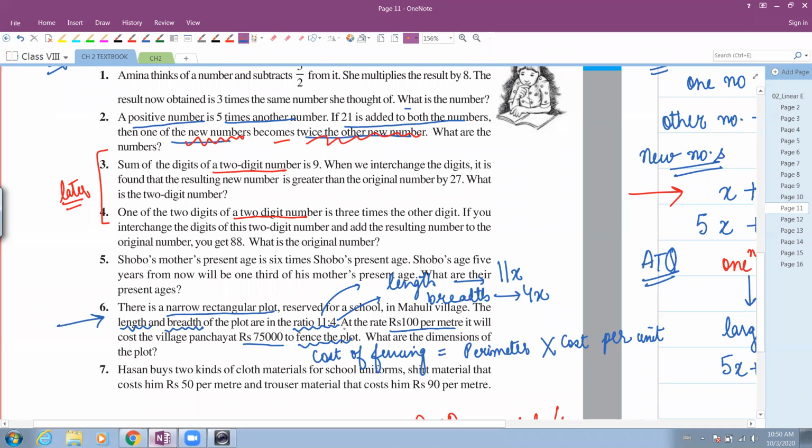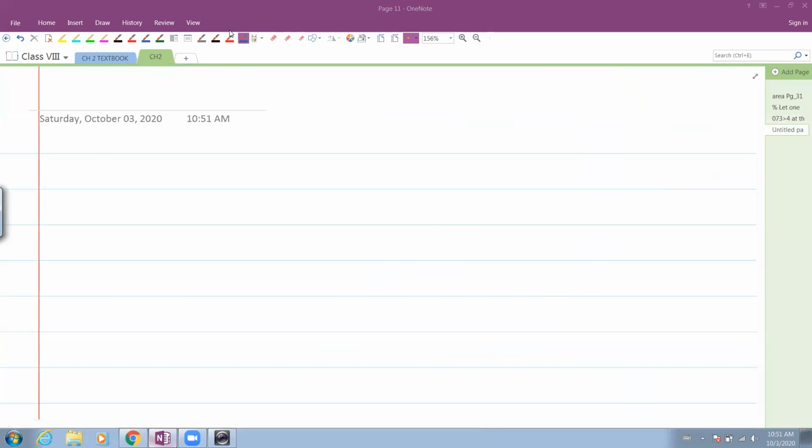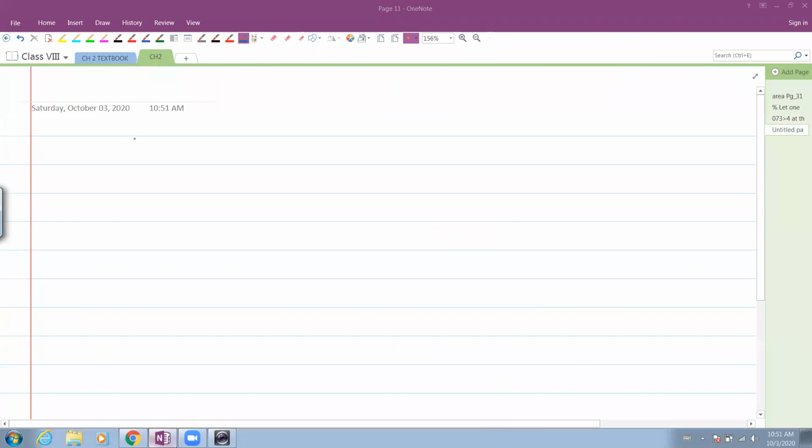With the help of the ratio, we are going to write down what the length and breadth will be. With the help of length and breadth, we will find out the perimeter. With the help of perimeter, we can find out the cost of fencing. And according to the question, the answer of the cost is equal to 75,000. And that is how our equation will be. This will be a little longer than the previous questions, but it is a very easy question. Let's write it down and then I will discuss again.